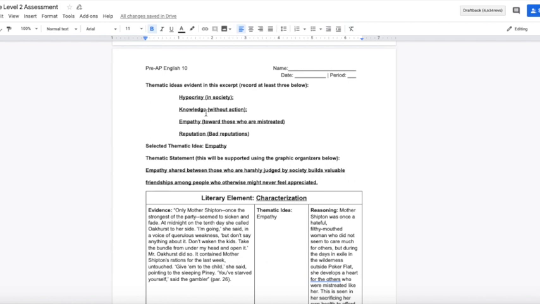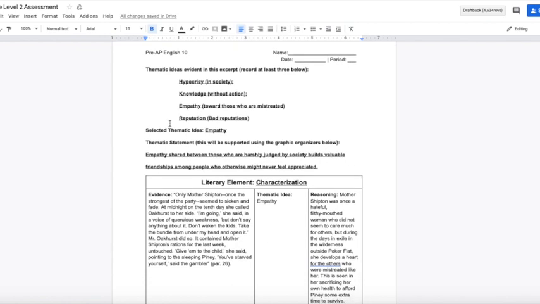I also would be able to do the same, and so what I'm asking you to do is no different than what I have already done in my mind in preparation for your test. With that said, you have read The Outcasts of Poker Flat. I'm using The Outcasts of Poker Flat in this instance to provide you with the thought processes that you need to do while you're completing your test. So, on your test, you will see thematic ideas evident in this excerpt, and it says to record at least 3 below.